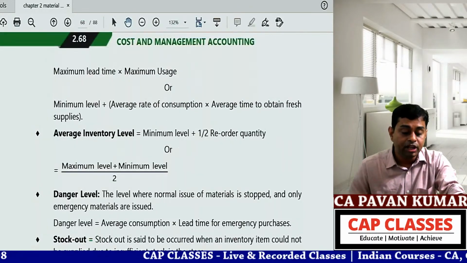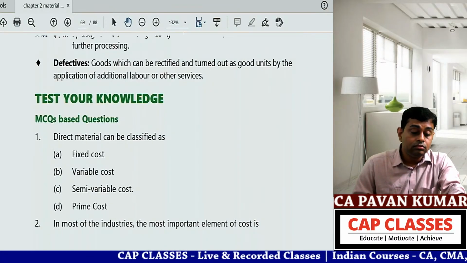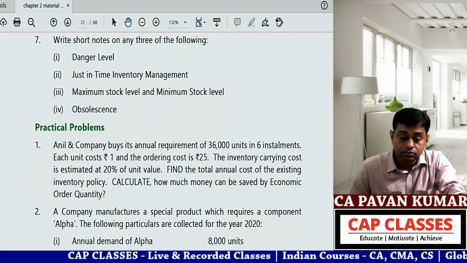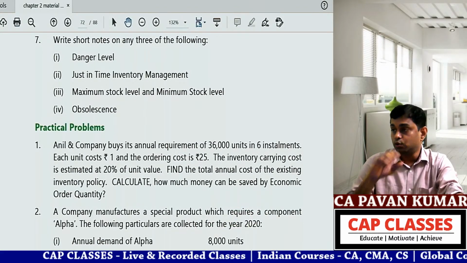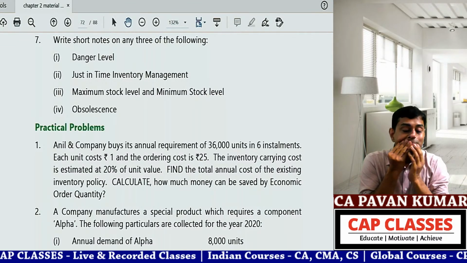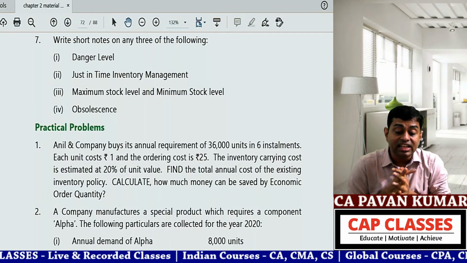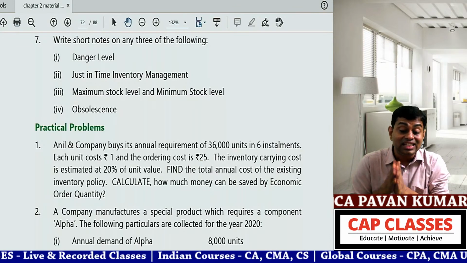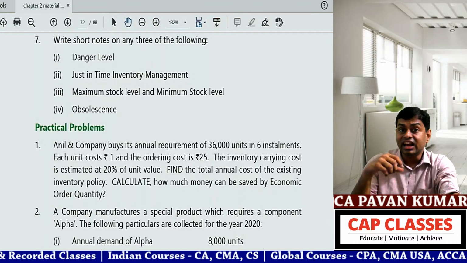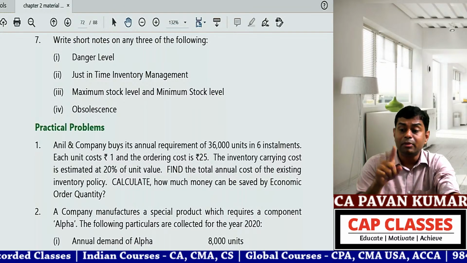At the end of the chapter, come to page number 72. Come to page number 72, practice problems. Anil and Company buys its annual requirement of 36,000 units in 6 installments. So what is the reordering quantity? 36,000 units they buy in 6 installments.